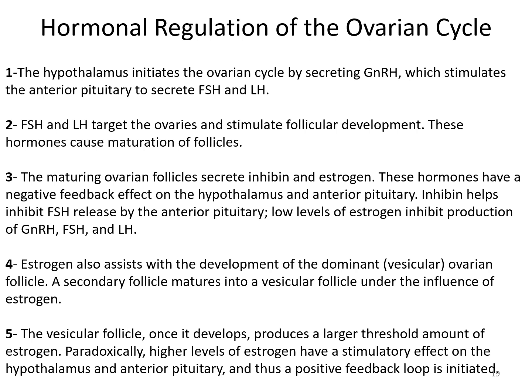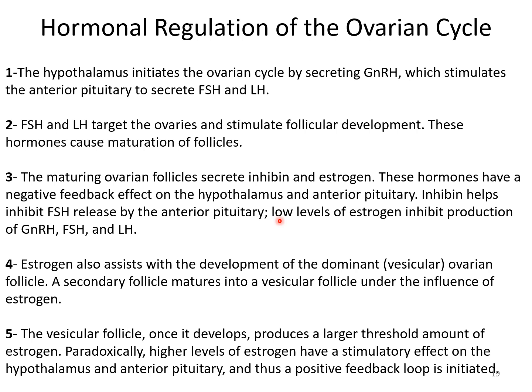The follicles start to mature, and as they mature, they start to release hormones of their own. They release inhibin, and they also release estrogen. Those hormones have a negative feedback effect on the hypothalamus and the anterior pituitary. Inhibin goes back and inhibits FSH release, so we don't get too much FSH release by the anterior pituitary. Low levels of estrogen, mind you, low levels, inhibit the production of GnRH, FSH, and LH.